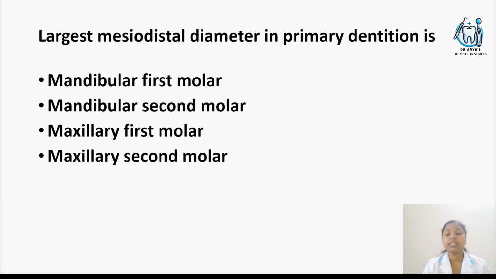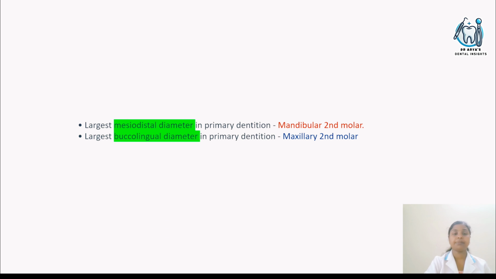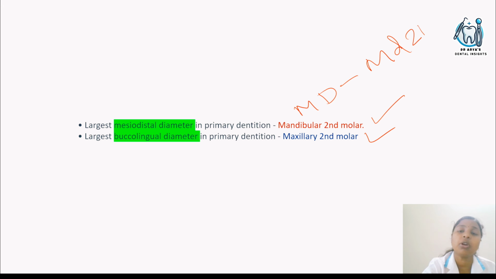Largest mesiodistal diameter in the primary dentition is: mandibular first molar, mandibular second molar, maxillary first molar, or maxillary second molar? So the largest mesiodistal diameter in primary dentition is mandibular second molar, and the largest buccolingual diameter in primary dentition is for maxillary second molar.